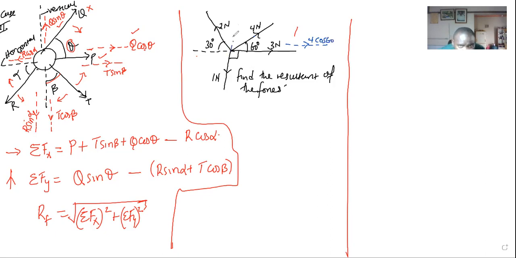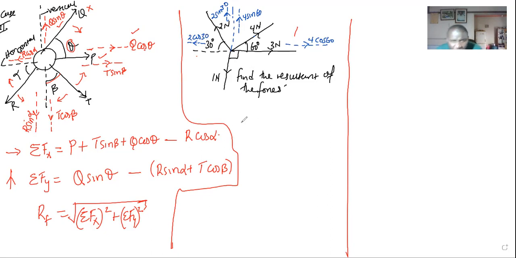Mercy, give me the resolution of 4 to the vertical. 4 sine 60. Mercy, also give me the resolution of 2 to the vertical. It's 2 sine 30. Give me its resolution to the horizontal. 2 cos 30. Very good.